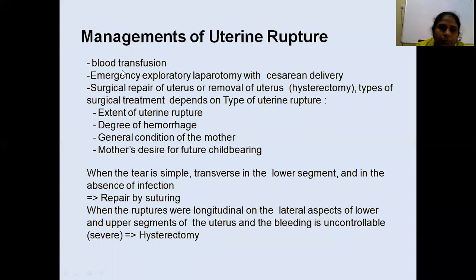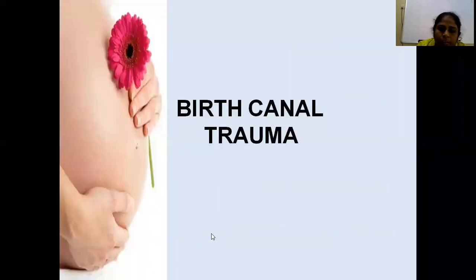Management of uterine rupture is blood transfusion, emergency exploratory laparotomy, cesarean delivery, and repair of the uterus, or if you are not able to repair the uterus, that is, even though you suture it, the bleeding is not controlled, go for a hysterectomy. So there are three things: cesarean delivery with exploratory laparotomy, repair by suturing, hysterectomy. Three options are there.